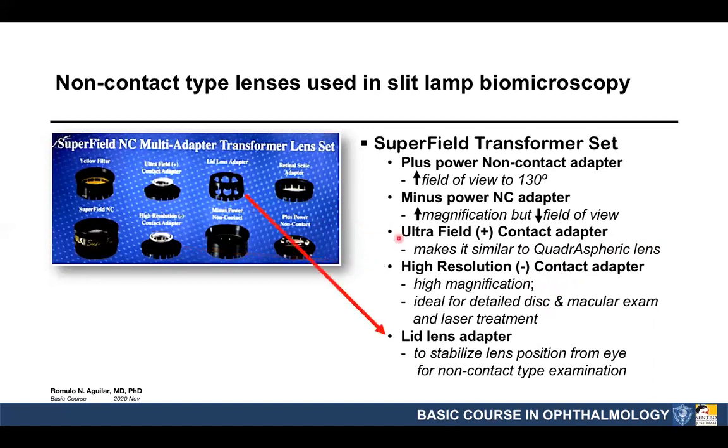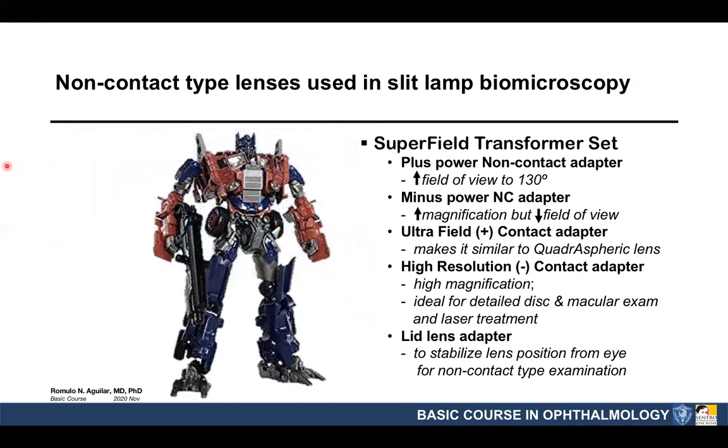And then you can have the lid lens adapter, which you can use to rest the lens on the lids, keeping the lids open, and at the same time fixing already the distance between eyeball and the lens. So you don't have to go forward and backward trying to look for the good focus for the lens. And finally, you can also clip on a yellow adapter for less glare. So in the world of non-contact type lenses, this would be the Optimus Prime of your non-contact type lenses.